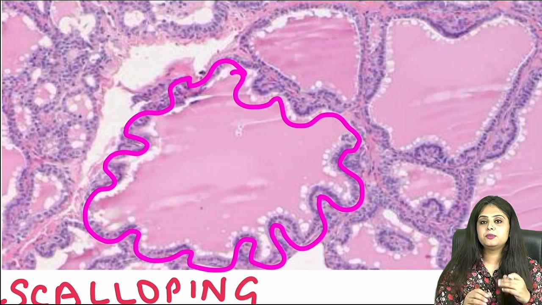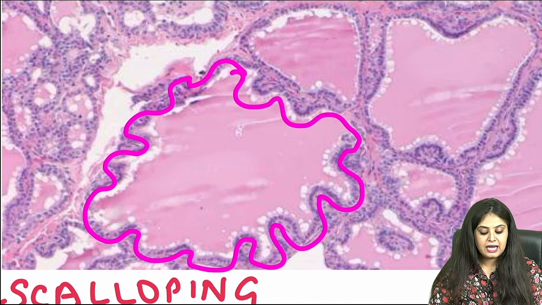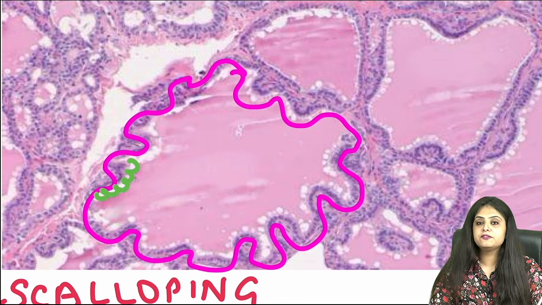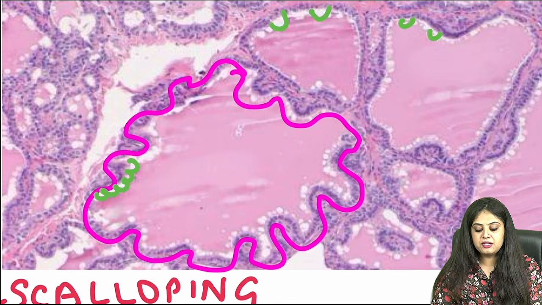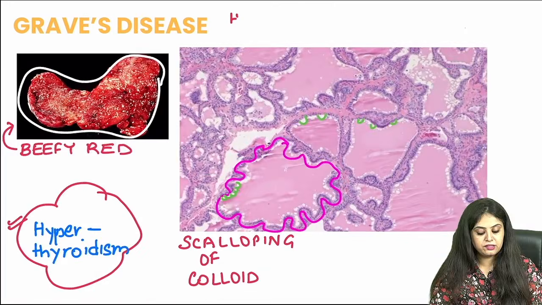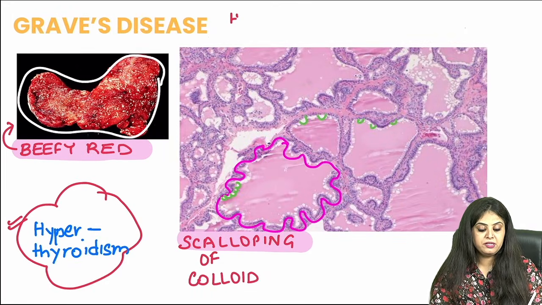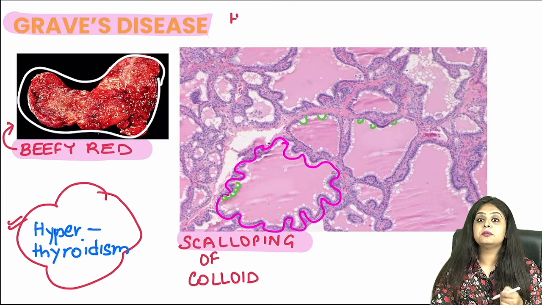Over here also the appearance is very hyper, and I can see it is eating the colloid, as if you're trying to scoop out white areas. If you look carefully, it is trying to scoop out ice cream. It is trying to eat the colloid, and that is known as scalloping of colloid. So please note, if a beefy red thyroid with scalloping is seen, I will think of Graves' disease, hyperthyroidism.